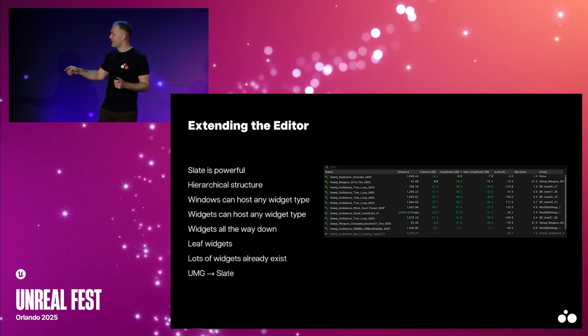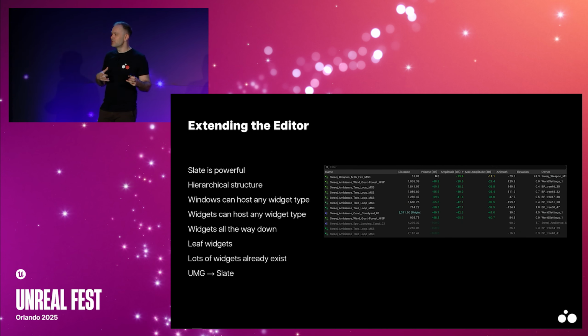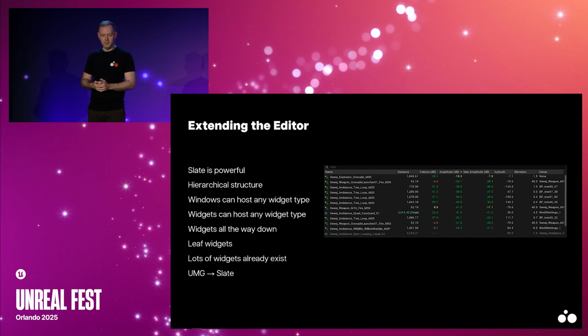Unfortunately, you can't go the other way around unless you provide your own wrapper around a Slate widget for UMG, which is a good way to do things. And if you have something that's kind of reusable, you can put a UMG wrapper around it and use it elsewhere. So that was really brief, but that's the Audio Inspector and how we made it.